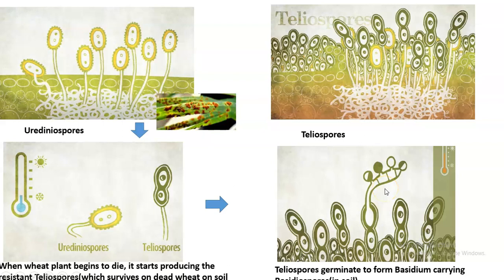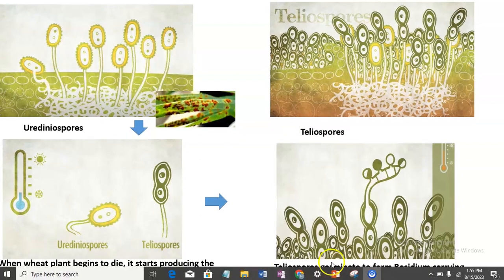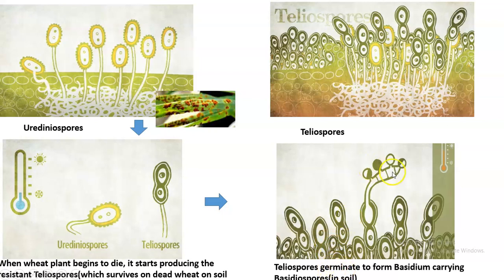During the time the winter season is getting over, that means you are reaching around the summer or spring season, in this spring season you can see that this will be forming basidiospores. I told that these particular teliospores were forming on the dead wheat plant in the soil. So in the soil, during the spring season, the top cell and bottom cell of the teliospores both will be forming a germ tube. It will be forming a small mycelium called basidium. It will be having 3 to 4 cells in length.